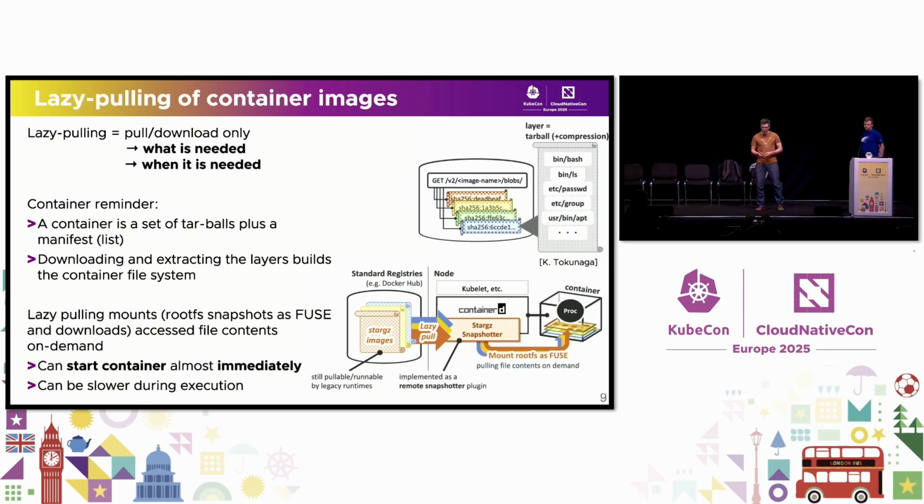The basic idea here is that a container is composed of layers. It's basically a set of tarballs and a manifest list. And what lazy pulling allows you to do is to expose all of the layers to containerd without having to download all of them. Typically, this then uses some kind of internal index. That's, for example, how StarGZ, one very influential lazy pulling snapshotter, works. But in the end, that means that it can start a container almost immediately, but then be slower during execution, as that's where you download on demand the data that is accessed.